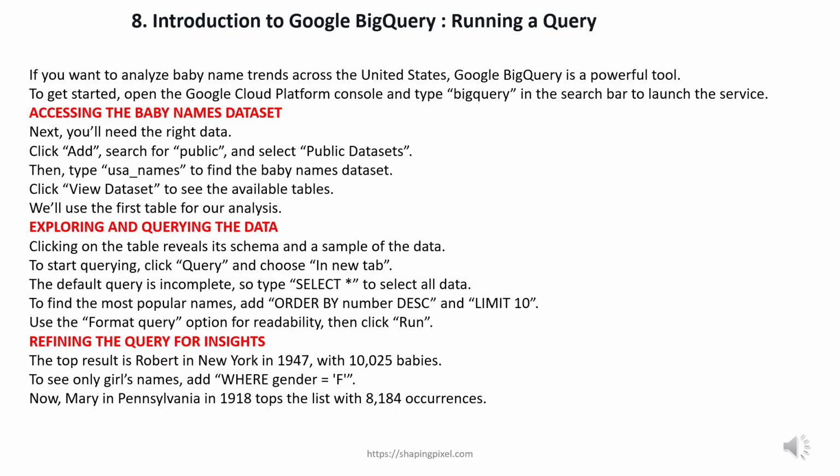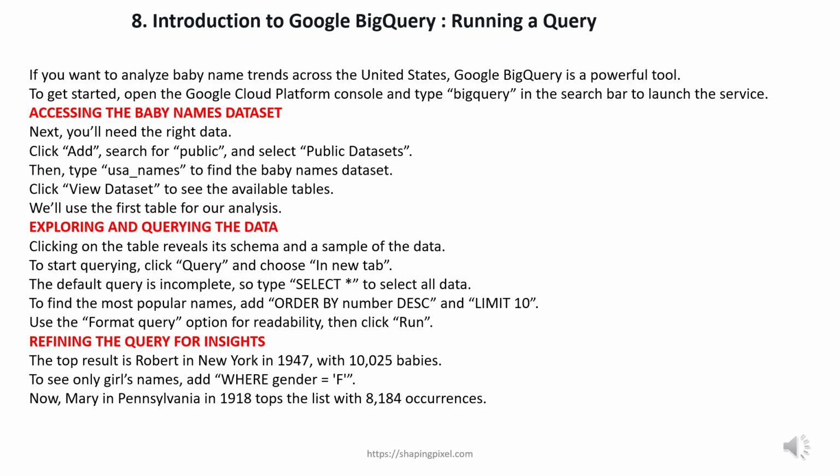The default query is incomplete, so type Select All to select all data. To find the most popular names, add Order by Number Descending and limit 10. Use the Format Query option for readability. Then click Run. The top result is Robert in New York in 1947 with 10,025 babies.